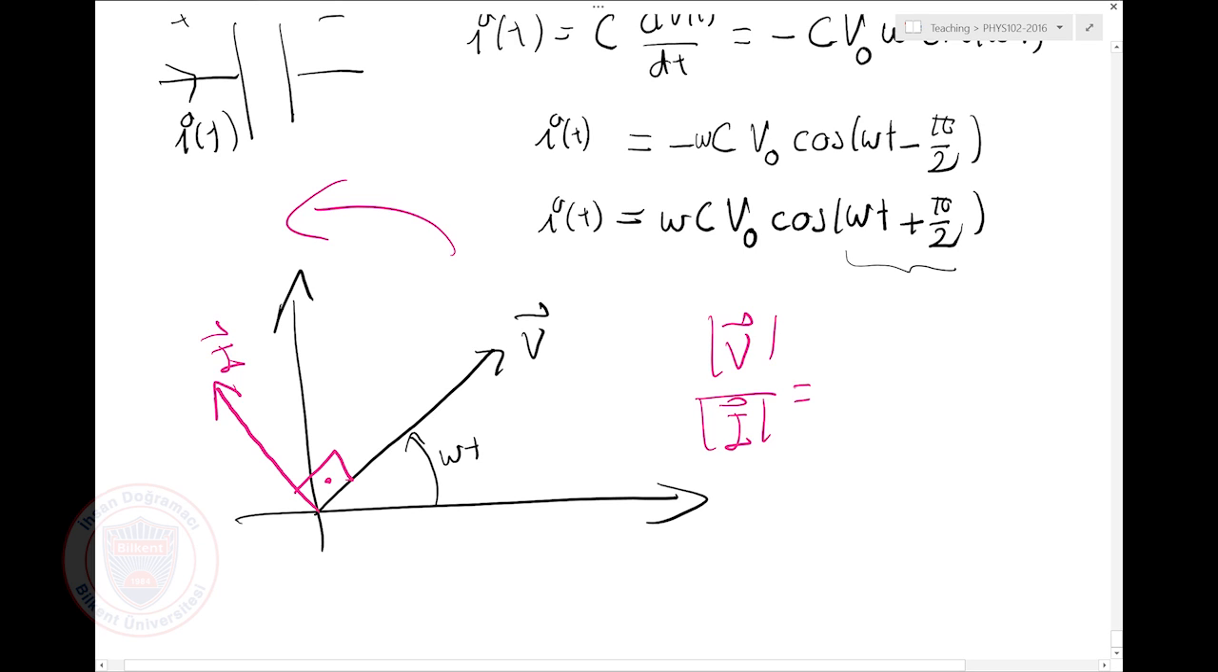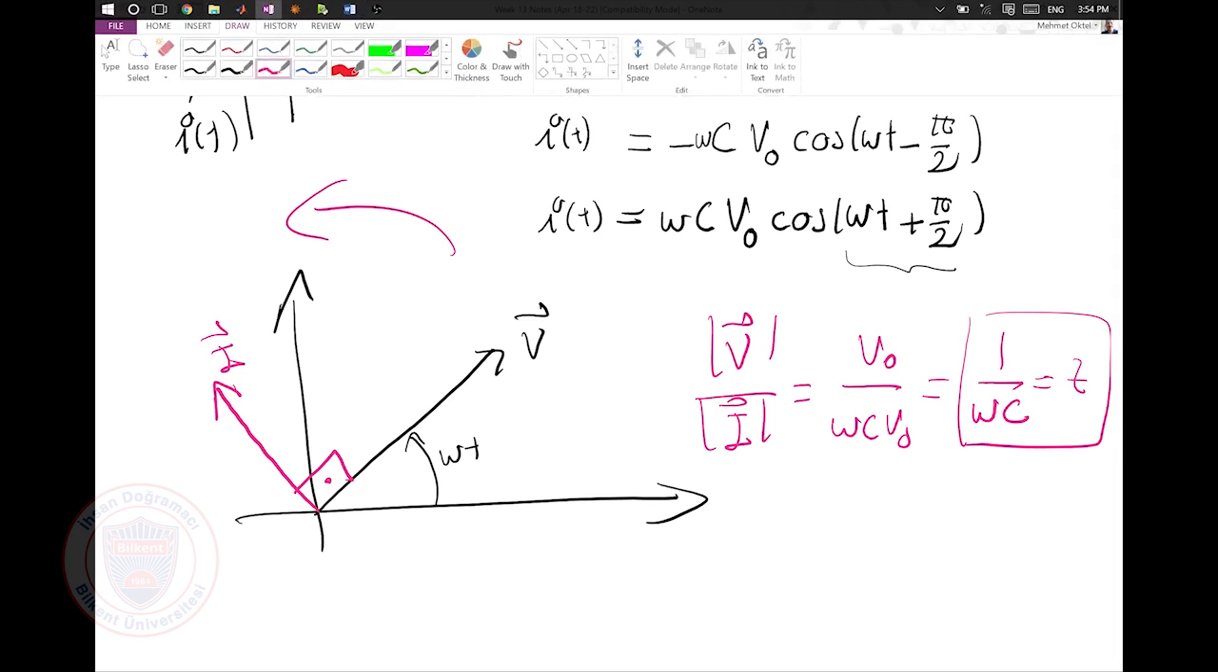Okay. What is the magnitude of V divided by magnitude of I? Well, V is V0 magnitude. I is omega C V0 magnitude. So this is going to be 1 over omega C. That is going to be my impedance.